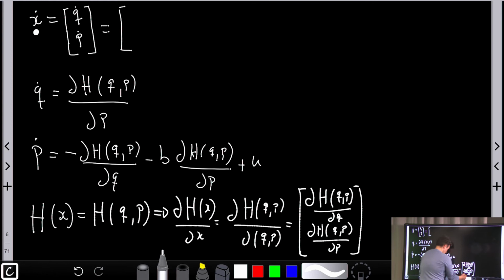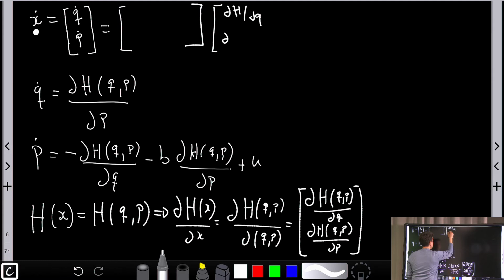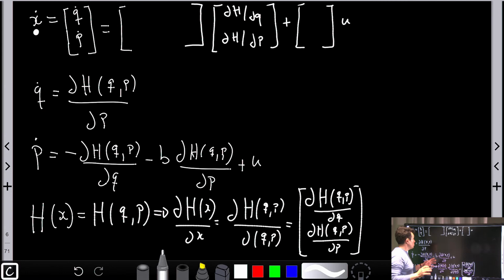Okay, what can we do with this? I will define a matrix, and I will define this vector. I will abuse notation and just write dH with respect to q and dH with respect to p, and I will define another matrix that multiplies our input u. Where do I get the information for those two matrices? That information is actually here. What is multiplying the partial derivative with respect to p in the dynamics of q dot? It's just a one.